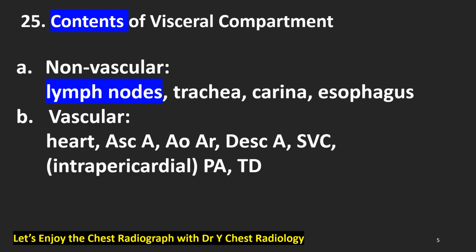Let's see what's in the visceral compartment of mediastinum. A. Non-vascular structures. Number 1 is lymph nodes, trachea, carina, and esophagus. Vascular structures are the heart, ascending aorta, aortic arch, descending aorta, superior vena cava, pulmonary artery, and thoracic duct.